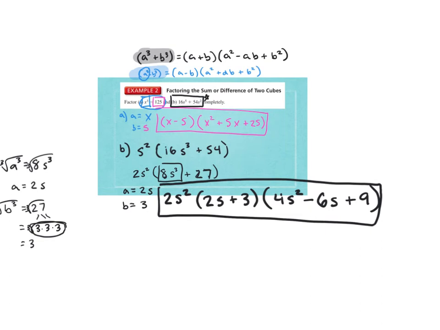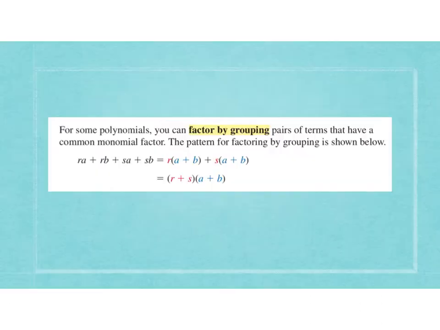All right, we have one last thing that we're going to do today. That is factoring by grouping. This is like my favorite way to factor. So, first thing we need to do is pull out a common factor. If we see one, that's always our first step, is pull out the greatest common factor.